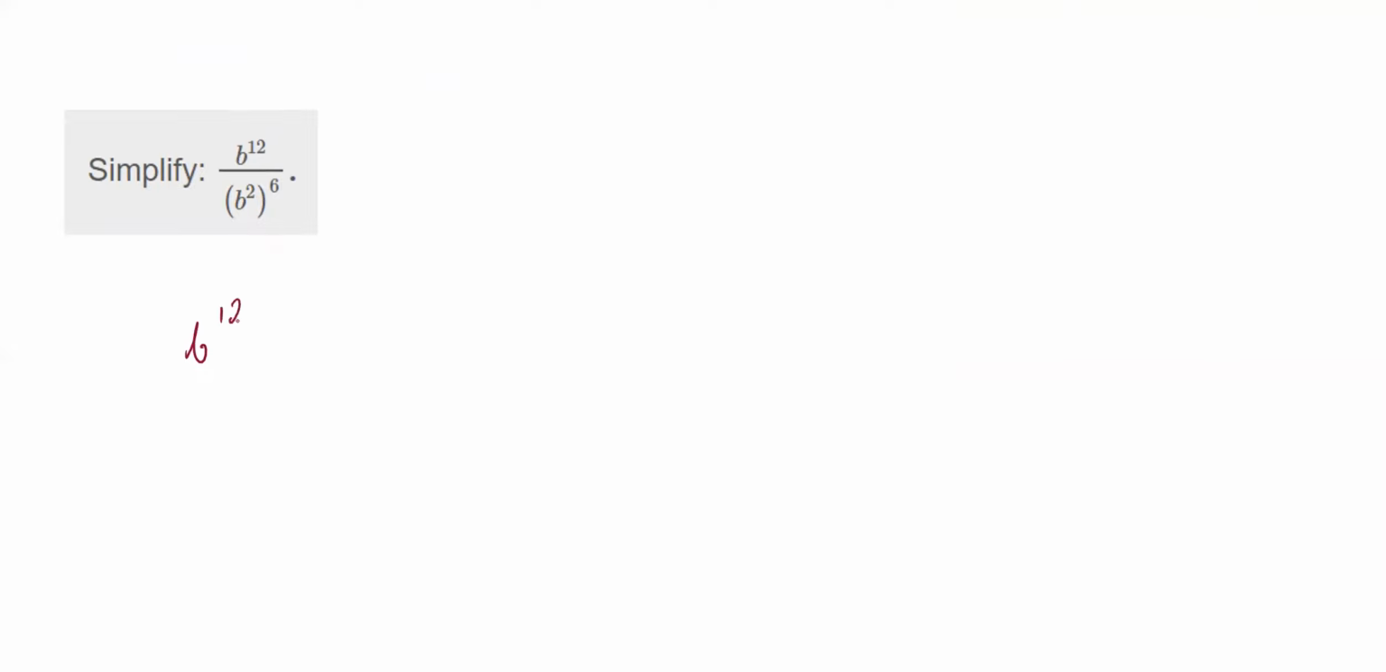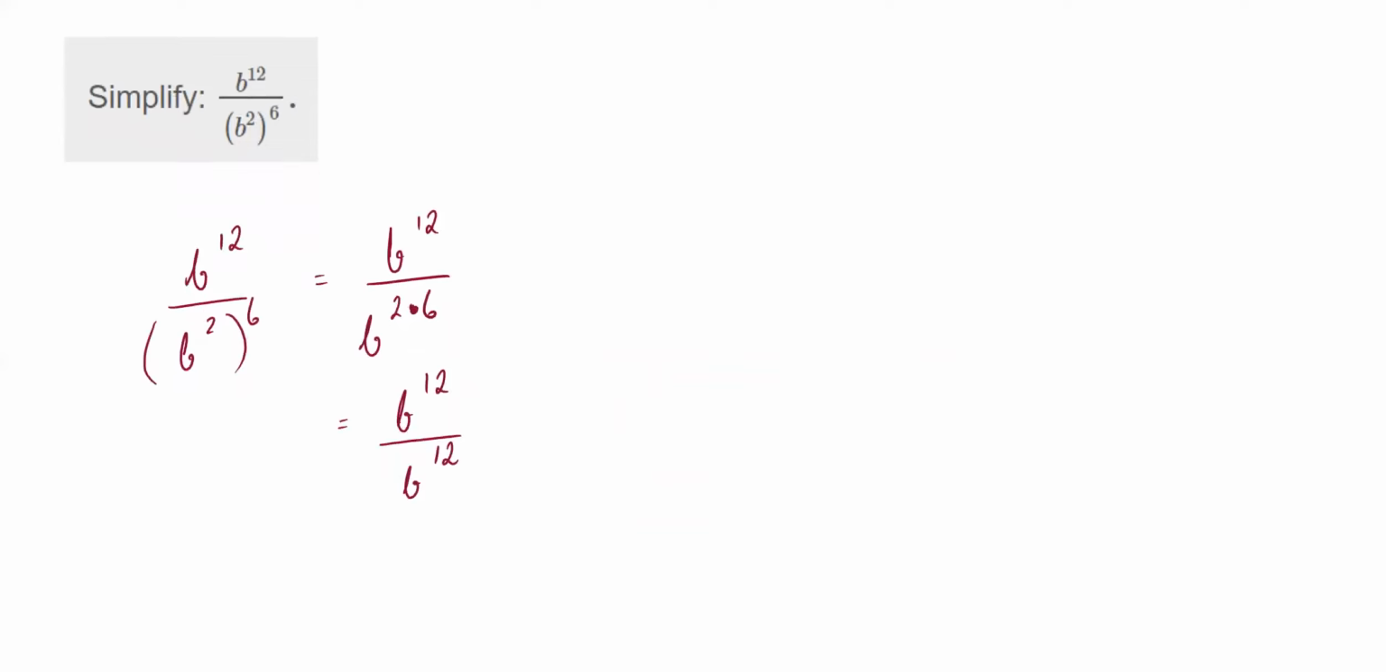Okay, b power 12 over b squared the whole power 6. This is b power 12. This will be 2 times 6 because the powers are stacked. B power 12 over b power 12, okay. So here again, you see that they're exact terms up and down. So you could see it as a way of cross-canceling it.